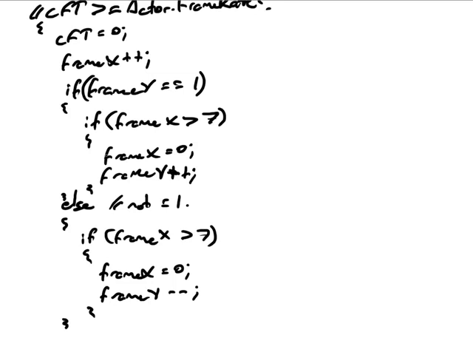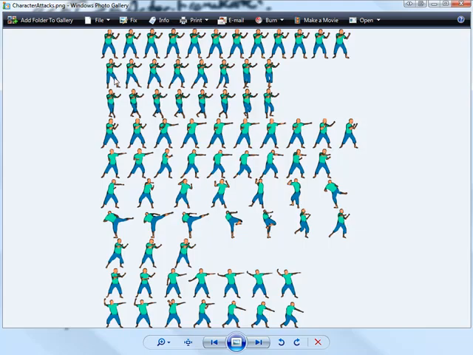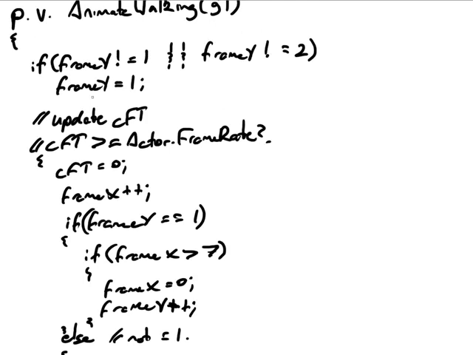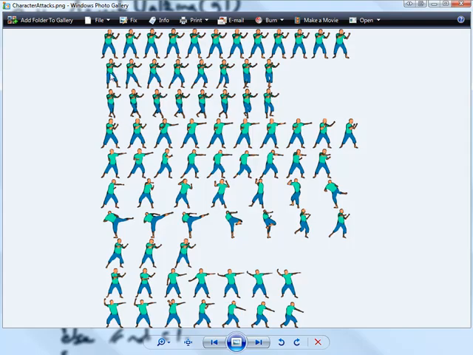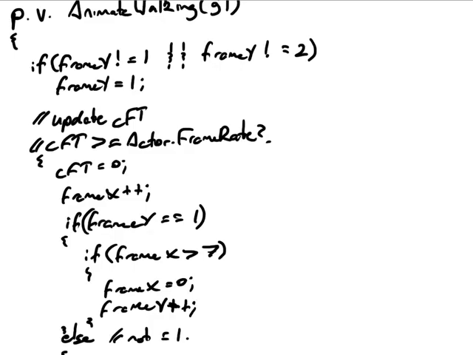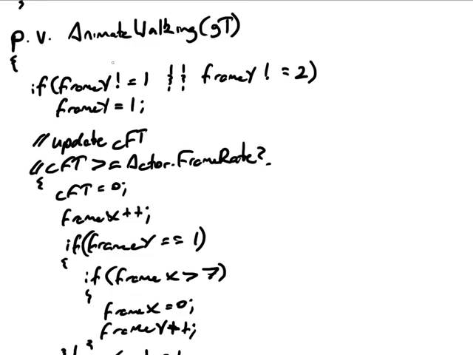But then down here, if it's not equal to 1, that means it's going to be equal to 2, because if we come back up here, we made sure of that. If it's not equal to 1 and it's not equal to 2, well then we set it to 1. So we always start our animation from there. And we go across and we go across, and if we finish, then we go back up there. And that takes care of our animate walking.